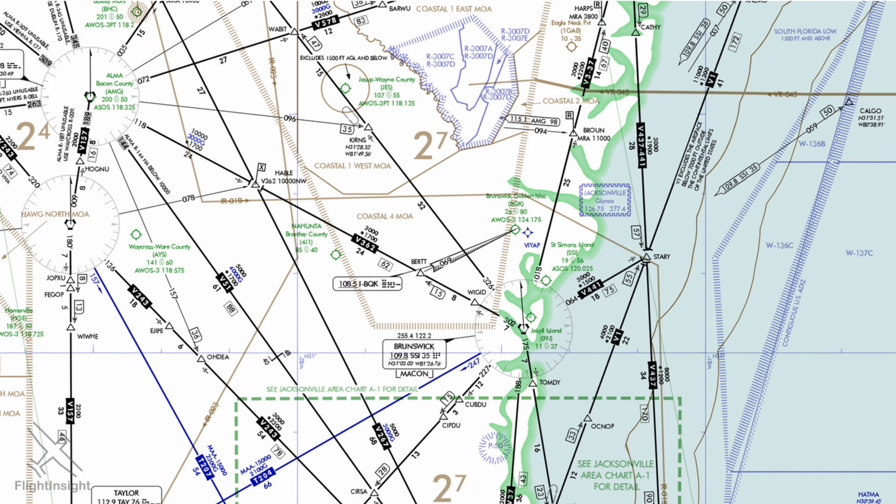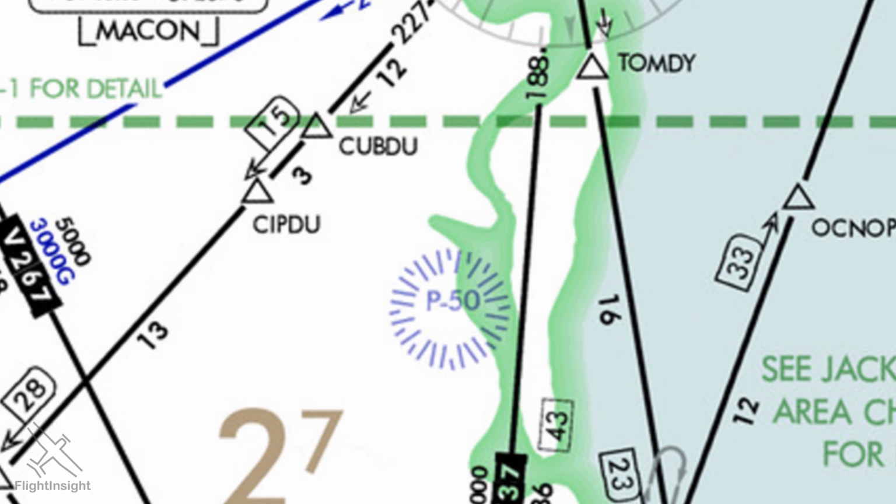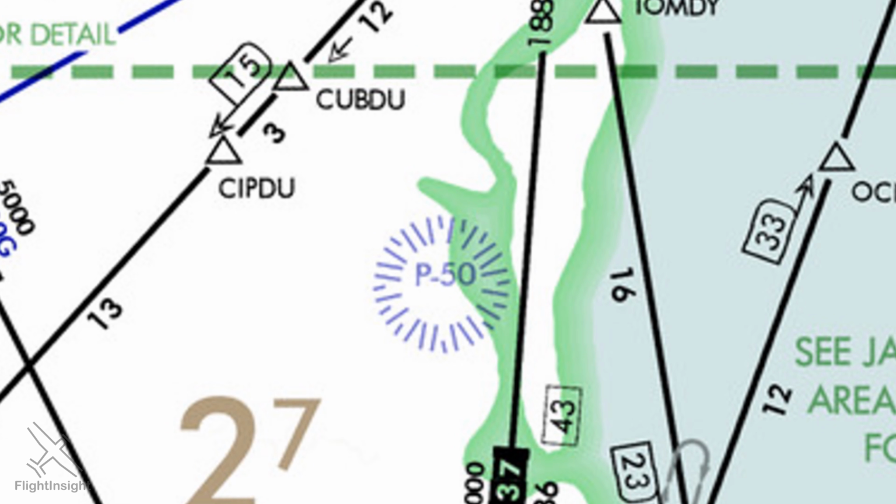Moving into special use airspace, we can have a look at the Jacksonville area for many of the zones we're looking for. Starting with prohibited areas, marked by the letter P and a number. There aren't many of these. This one is protecting a submarine facility, and even under IFR we can't go through this airspace.